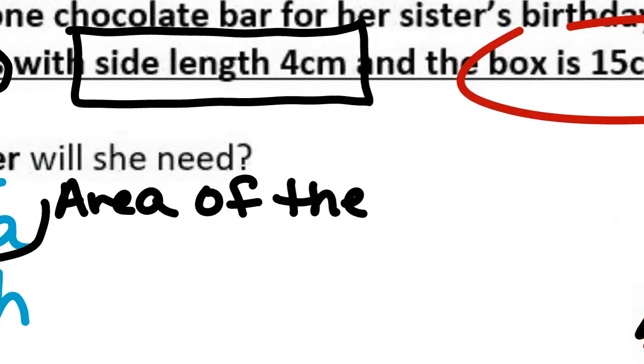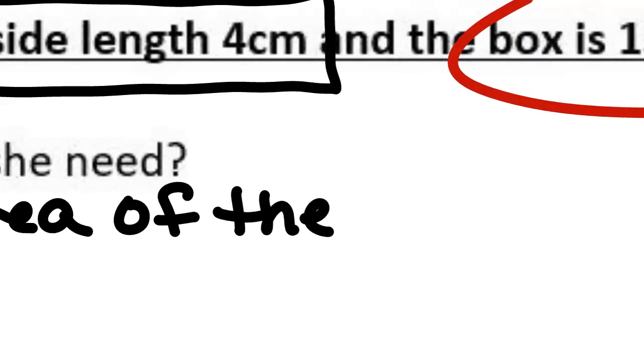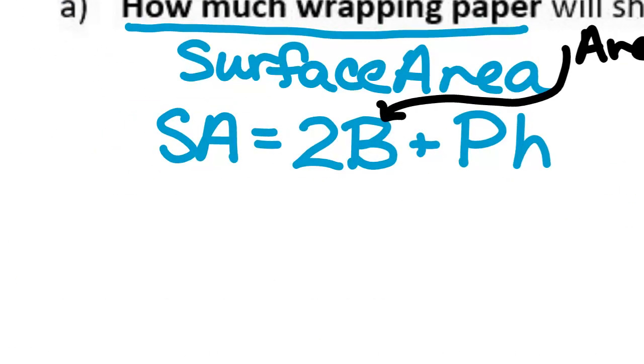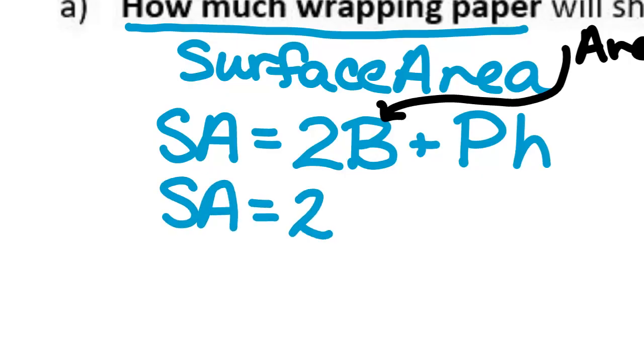All right, so capital B is area of the base. And what shape is the base? Triangle. So I need an area formula for a triangle here. There were two different area formulas that we learned for triangles back in Module 11A. What was one of them?